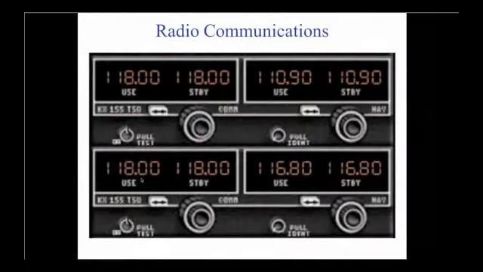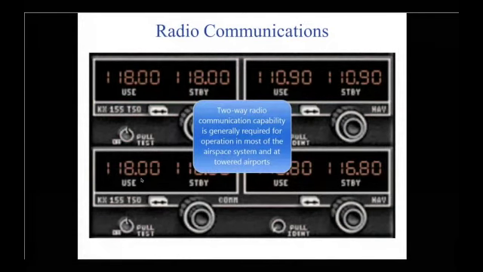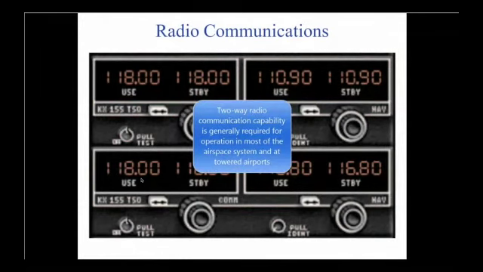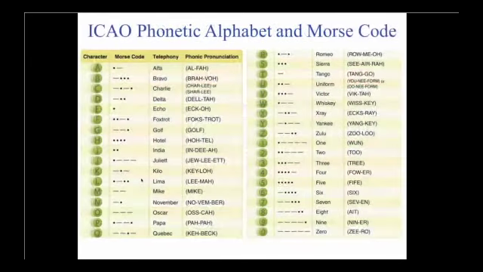Radio communications. Operating in and out of a towered airport, as well as in a good portion of the airspace system, requires that an aircraft have two-way radio communication capability. For this reason, a pilot should be knowledgeable of radio station license requirements and radio communications equipment and procedures. Using proper radio phraseology and procedures contributes to a pilot's ability to operate safely and efficiently in the airspace system.